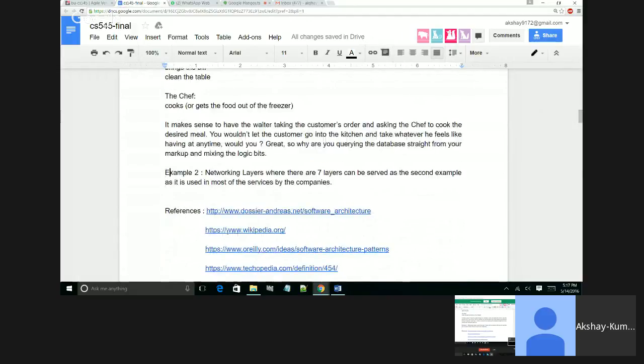For the second example, I have used the networking layers. We have all studied the seven layers, which are used in the real world by most of the companies for the services they provide. The seven layers of the networks.